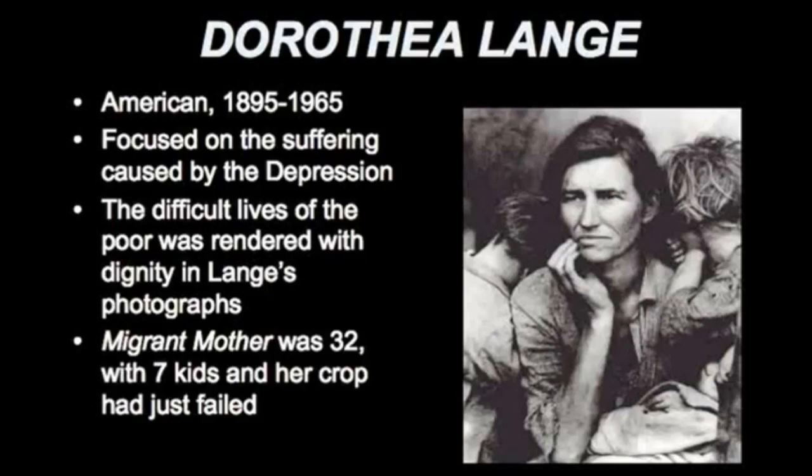Dorothea Lange, an American who lived until 1965. No doubt you would recognize this image, that focused on the suffering caused by the Depression. Lange rendered the difficult lives of the poor with some dignity in her work. Now, this photograph, called Migrant Mother, depicts a woman who was only 32 years old at the time. She had 7 kids, and her crop had just failed, and you can see it all on her face.